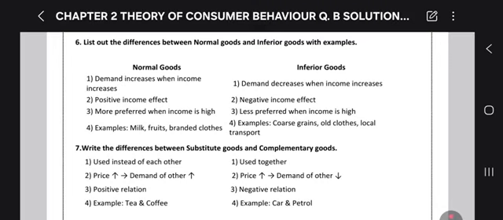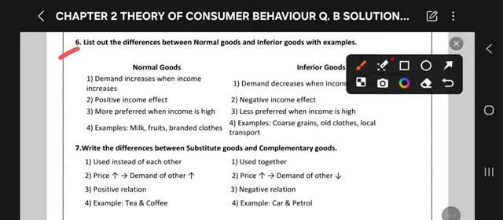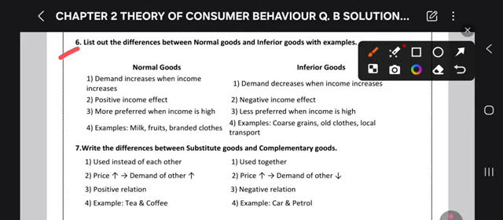4 marks questions. Sixth one: list out the difference between normal goods and inferior goods with example. In case of normal goods, demand increases when income increases. When the consumer's income increases, demand also increases. For example, milk, fruits, branded clothes.